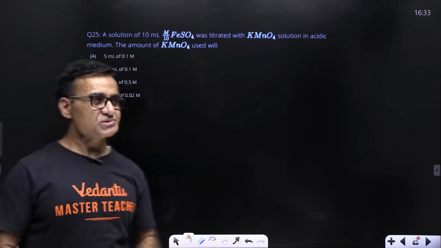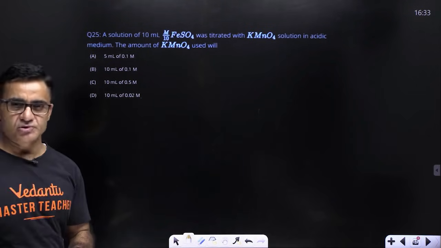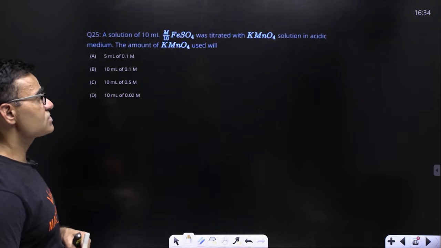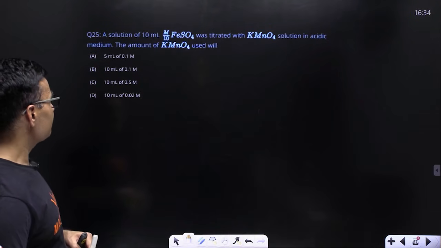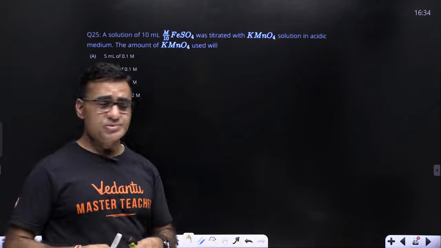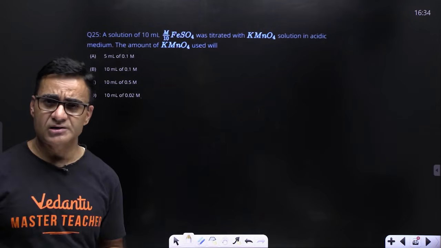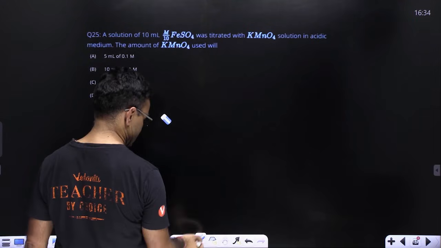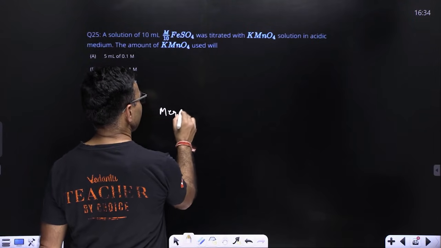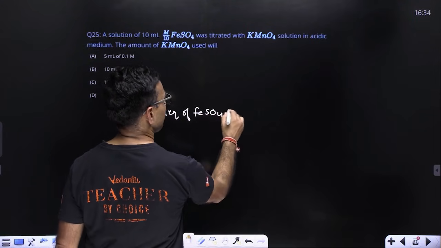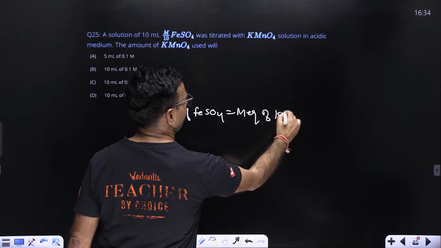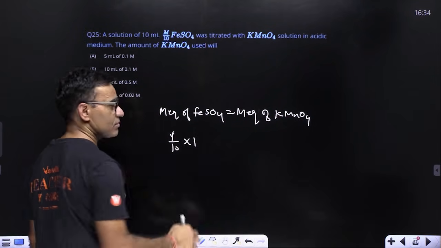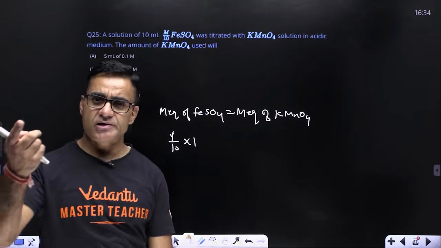This is another simple question based on the titration between FeSO4 and KMnO4. The question is: a solution of 10 ml 1 by 10 molar FeSO4 was titrated with KMnO4 solution in acidic medium. The amount of KMnO4 used will be, that means they are asking about volume and molarity. So simply we can apply the concept of law of equivalence. So we can write milli equivalents of FeSO4 is equal to milli equivalents of KMnO4. Milli equivalents of FeSO4 will be 1 by 10 molar, its N factor will be 1 because iron 2 will be oxidized to iron 3.